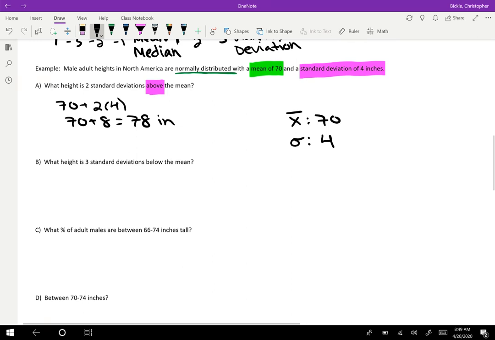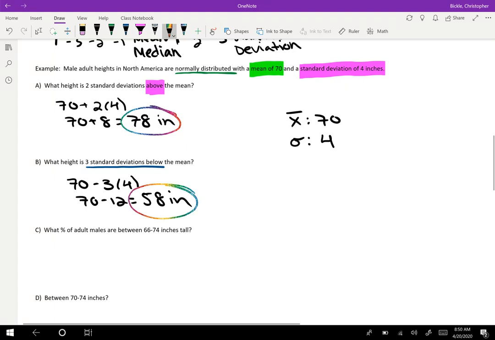Second one, what height is 3 standard deviations below the mean? So now they told us our mean was 70, and we want to look 3 standard deviations below. So 3 standard deviations below means that we're going 3 underneath, 70 minus 12, 58 inches. Addition and subtraction, not too bad. The reason that we want to do that is because we want to be able to identify how many standard deviations we are away from the mean to see where data is falling, okay?